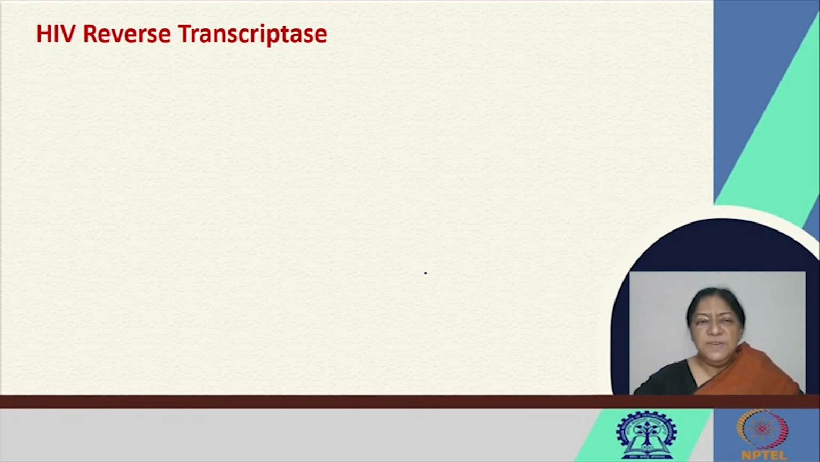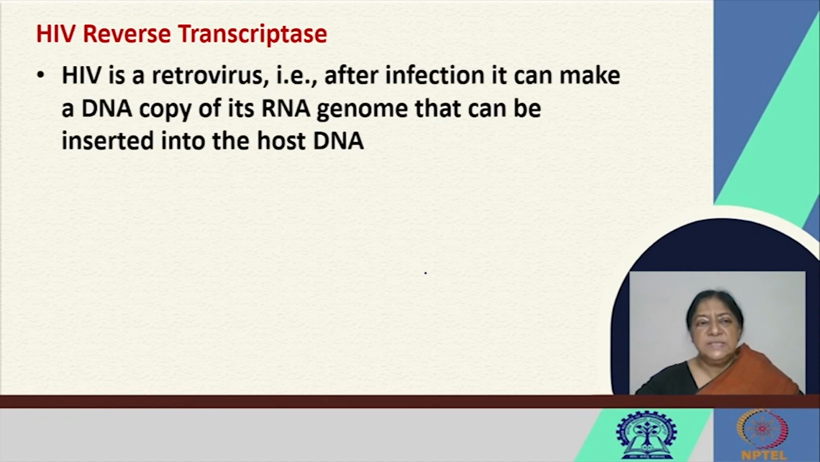In HIV reverse transcriptase, this is a retrovirus. That is, after infection, what it can do is it can make a DNA copy of its RNA genome that can be inserted into the host DNA. So this is an RNA genome that is present, but being a retrovirus, it makes a DNA copy of itself.